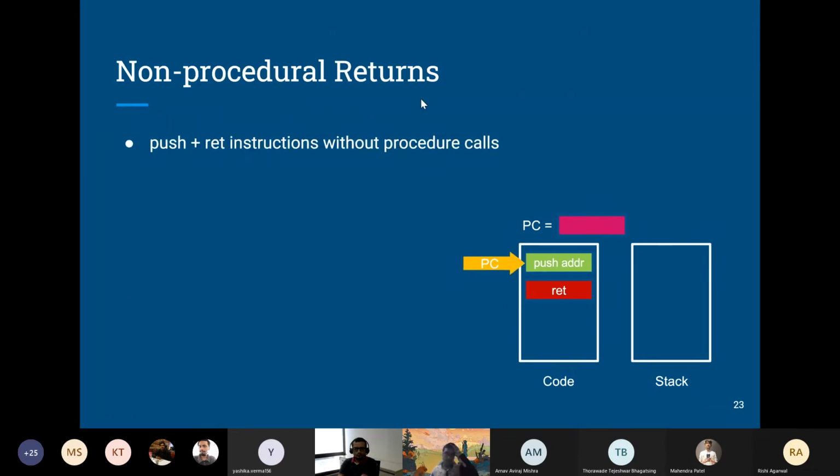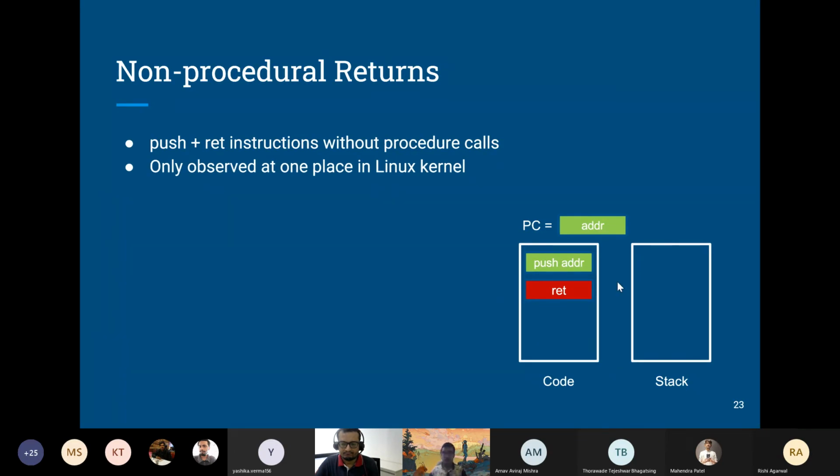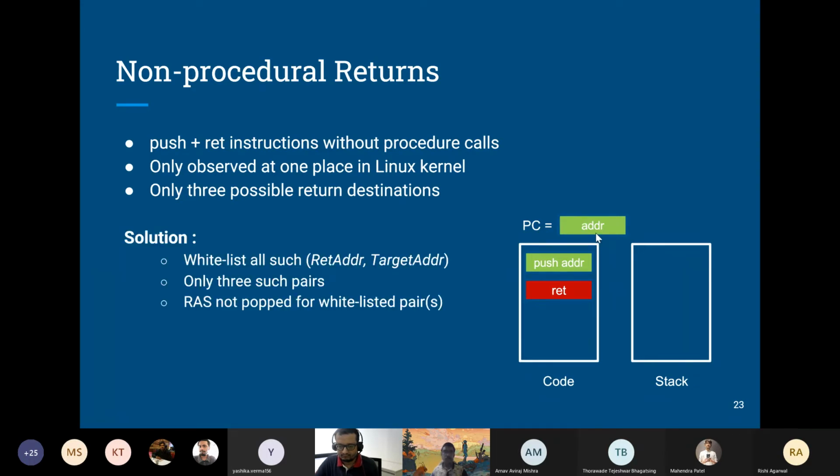So what are non-procedural returns? You have something like an address pushed to the stack, and then you return to that address without doing any call. This is actually present in the kernel when the Linux scheduler, for example, kicks in, but this was observed at only one place inside the Linux kernel by the authors, and only for a few possible return addresses. So what they propose is that we will store these return-to target mappings and whitelist these mappings so that these do not cause RAS mispredictions.